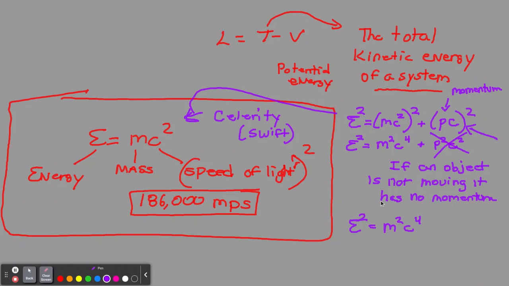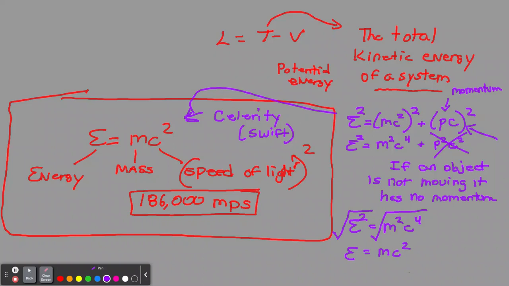Now, how do we get E equals MC squared? Well, it's a little math. Remember, if we square root both sides of the equation in algebra, the square root of E squared is E. And the square root of M squared C to the fourth will just be MC squared. And that's how we get it.